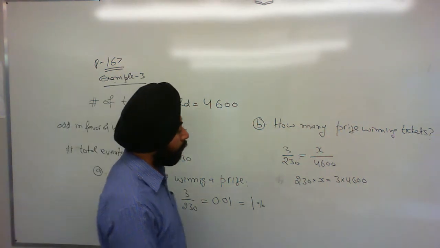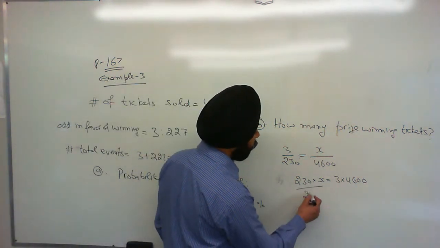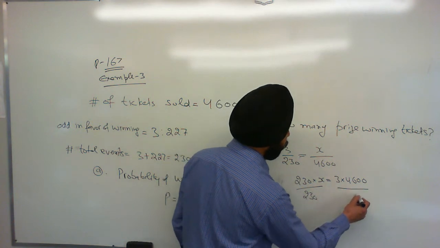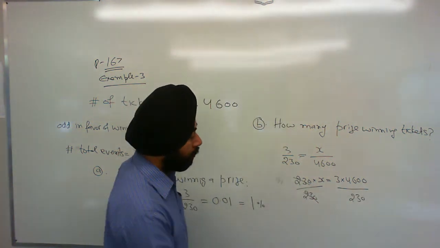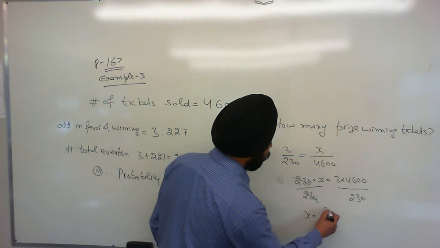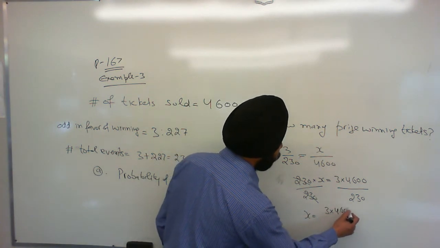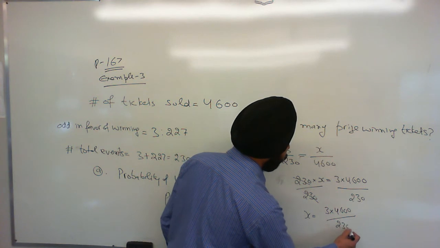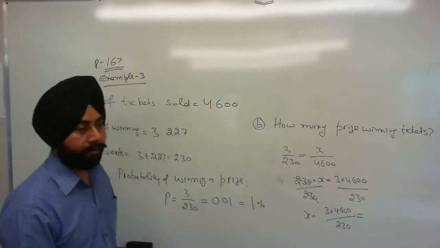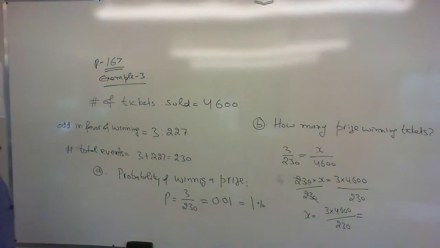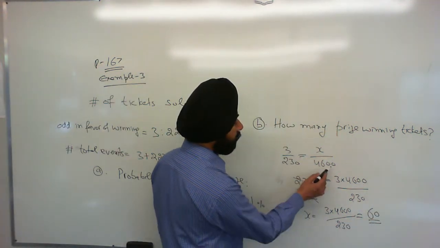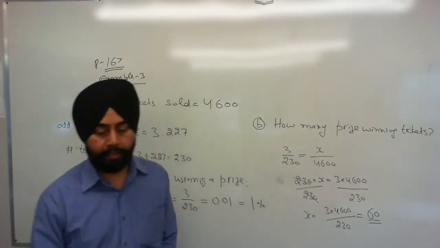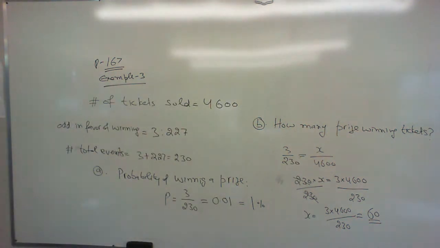And then you divide both sides by 230 to cancel this 230. This will be cancelled out. So X comes out to be 3 times 4,600 divided by 230. You can solve it using your calculator. You got 60? Okay. So that means out of 4,600 tickets, there were 60 tickets that had a prize written on them.